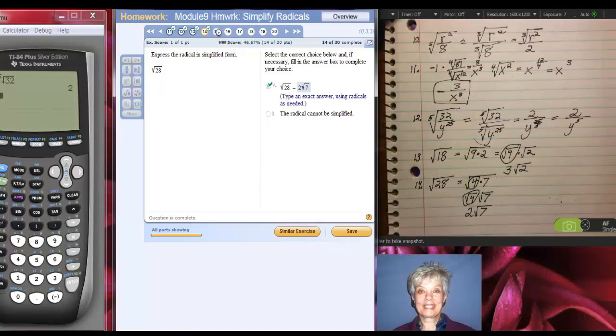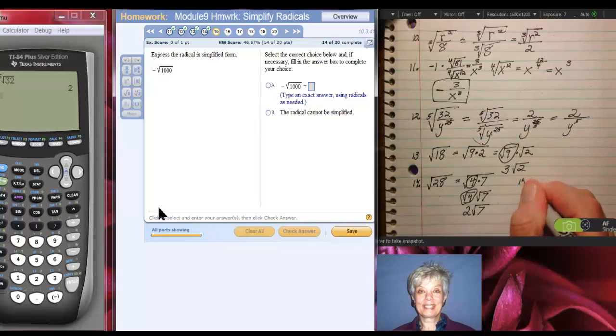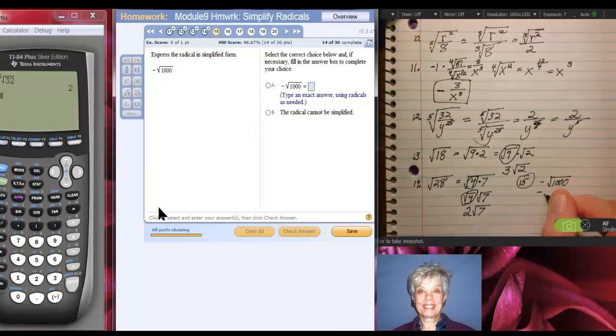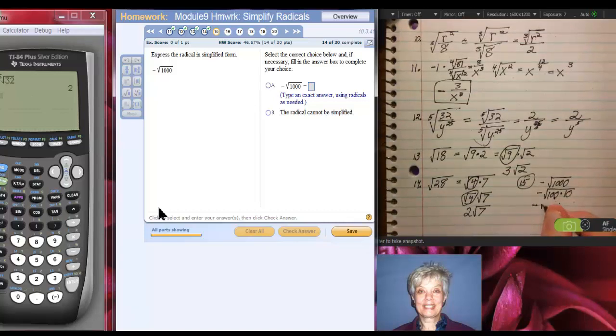Let's go on to 15. The square root of 1,000. Well, let's put 15 over here. Negative the square root of 1,000 is going to be negative the square root of 100 times 10. 100 is a perfect square. This will be negative the square root of 100 times the square root of 10. The square root of 100 is 10, so our answer is going to be negative 10 times the square root of 10.